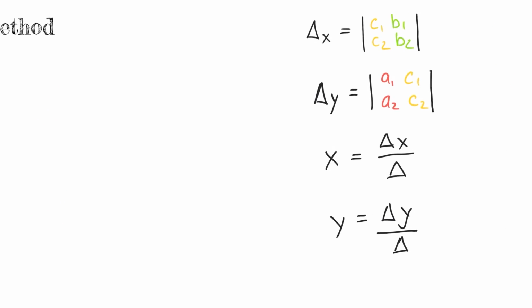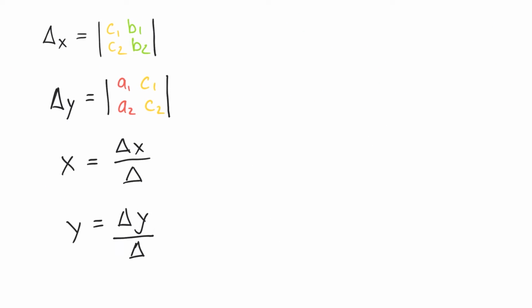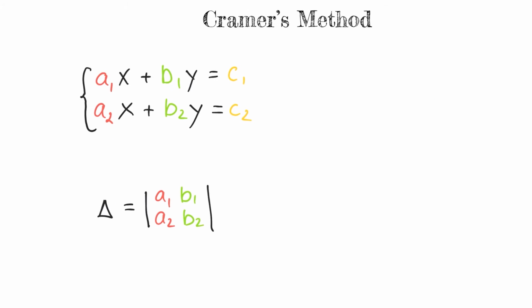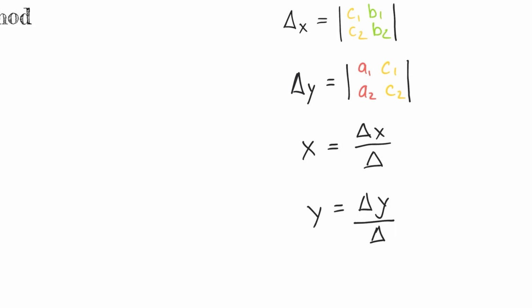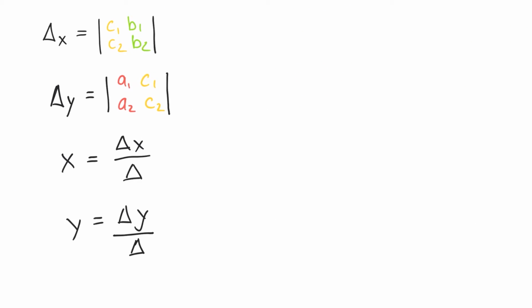We have to find the determinant that has the coefficient for x replaced with the c1 and c2, which were the results in our original equation. So you see here c1, c2, and you put them instead of the coefficient a, and you calculate the determinant, and then you do the same for the determinant of y. So you replace b with c1 and c2.